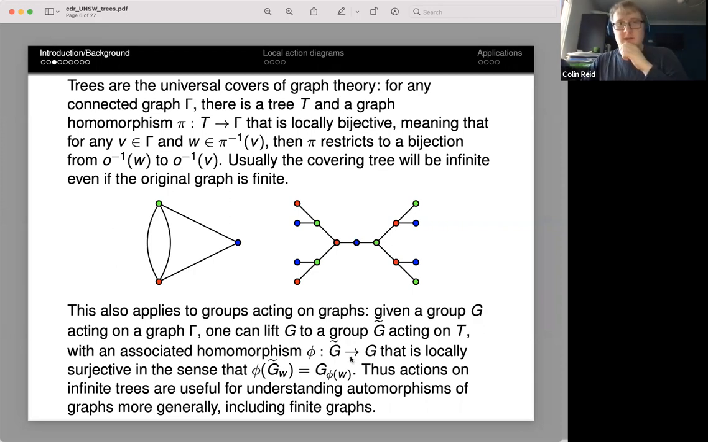This isn't enough to specify what G tilde is uniquely, but there's a standard way of doing this. So the point I'm getting at here is that if you understand groups acting on trees, that actually tells you something about groups acting on all graphs via this sort of universal cover idea.